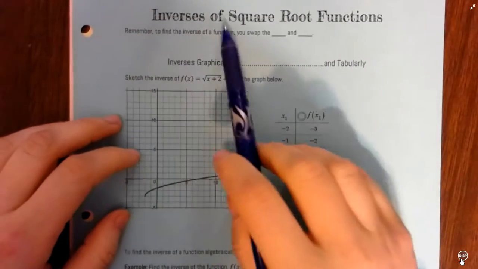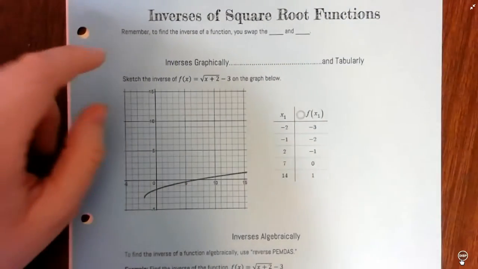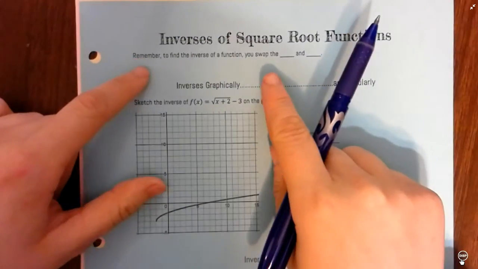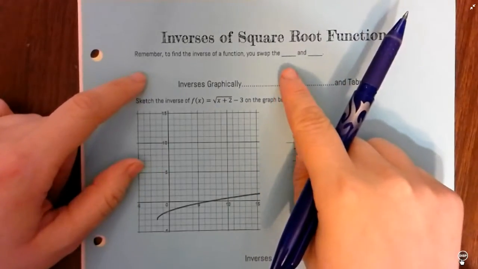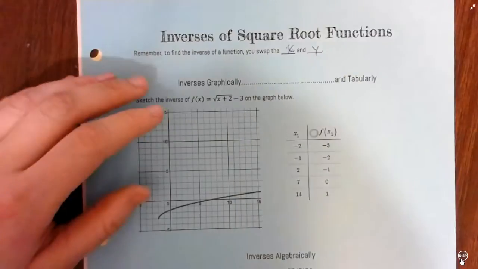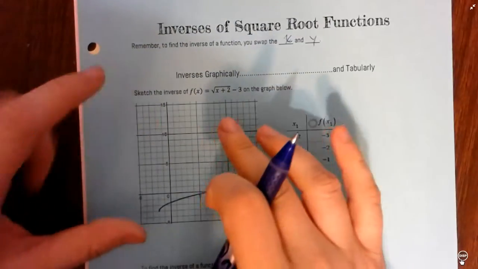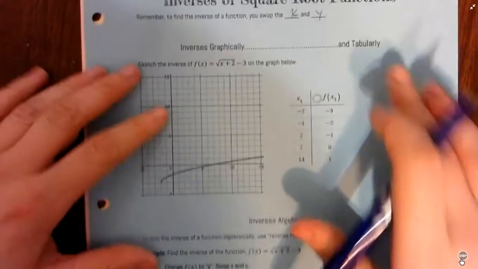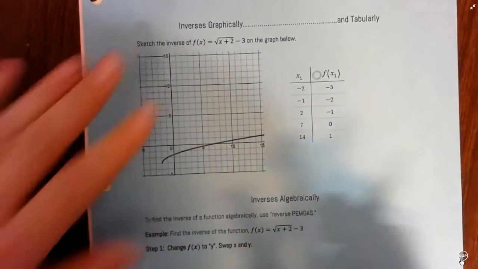Welcome students to Inverses of Square Root Functions. And this is on page 5 of your notes for Unit 6 and 7. So remember, to find the inverse of a function, you swap the x and y values. So let's first do inverses on graphs, inverses on tables, and then we're going to do finding an inverse algebraically.